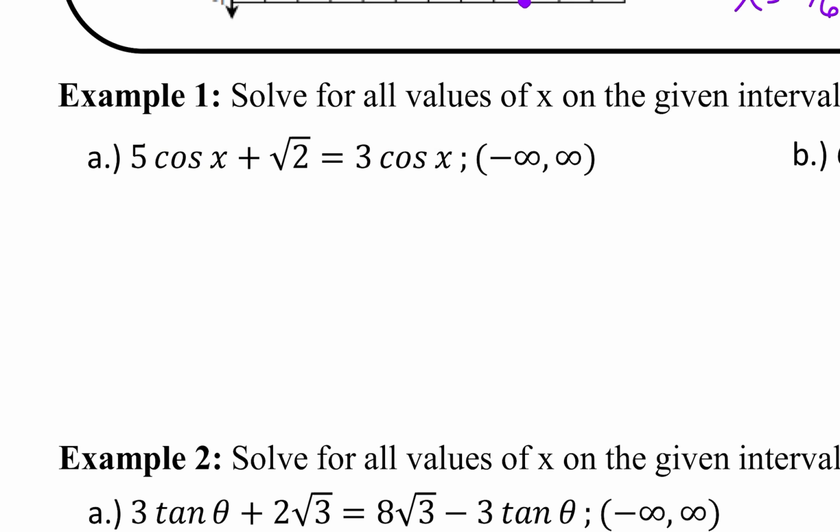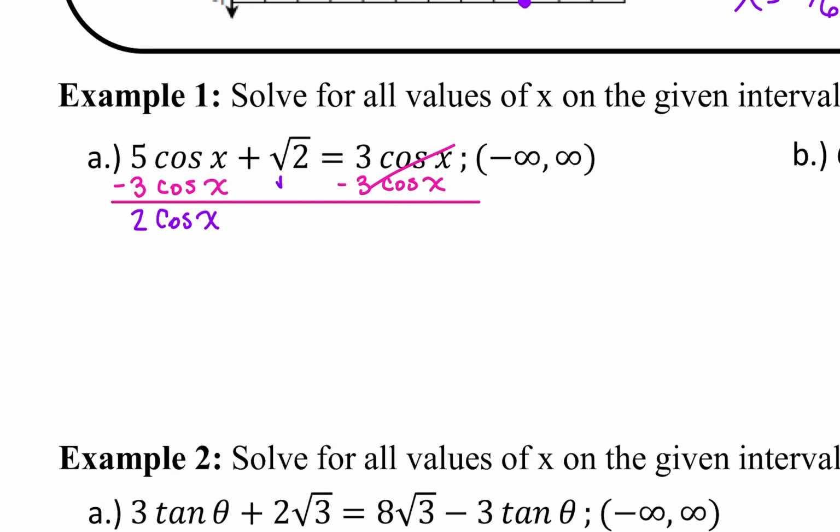So I need to get all the cosines onto one side. What I'm going to do is subtract 3 cosine of x from both sides. Just like with our variables, this 3 cosine of x and minus 3 cosine of x are going to cancel. Here I've got 5 cosine of x minus 3 cosine of x, so I'm going to be with 2 cosine of x. Bring down my plus the square root of 2 and equals 0 once I've moved everything over.